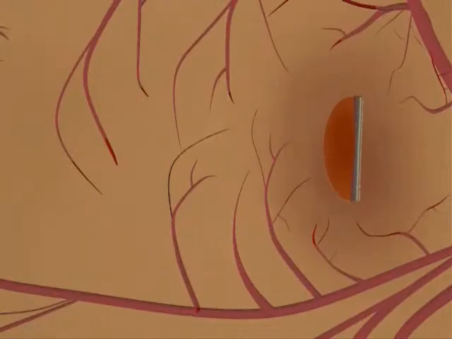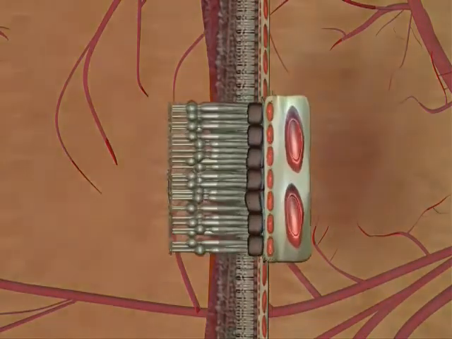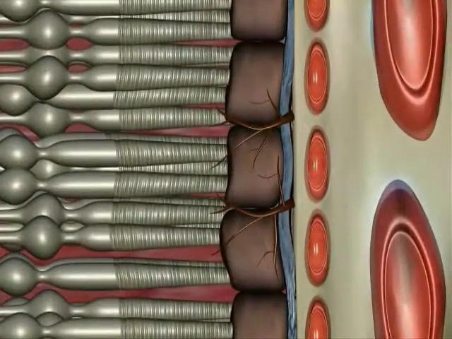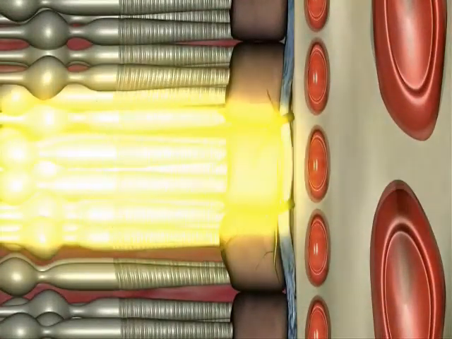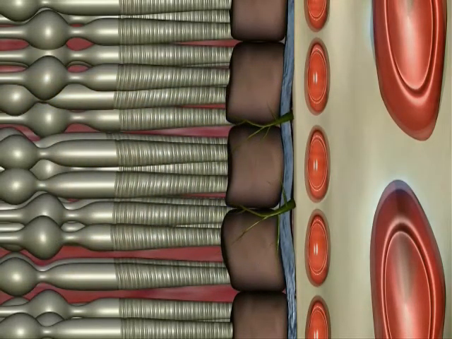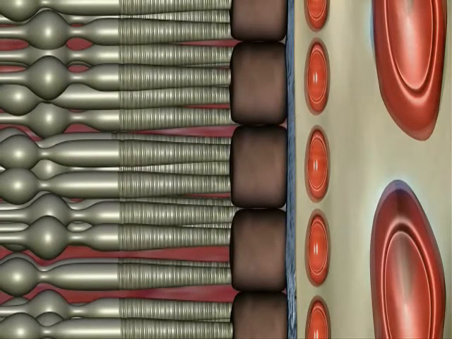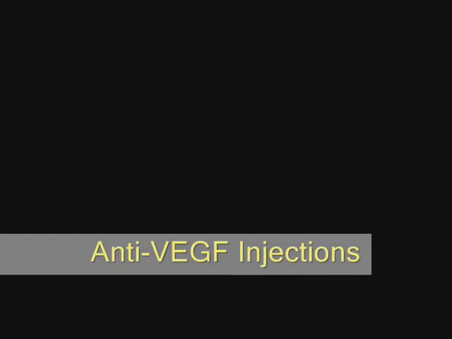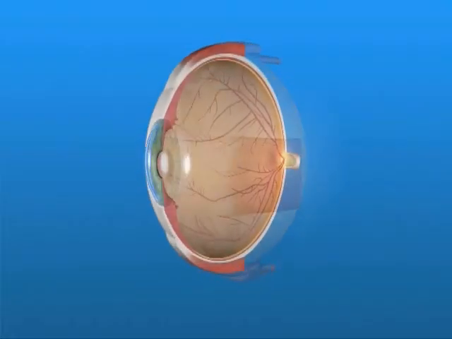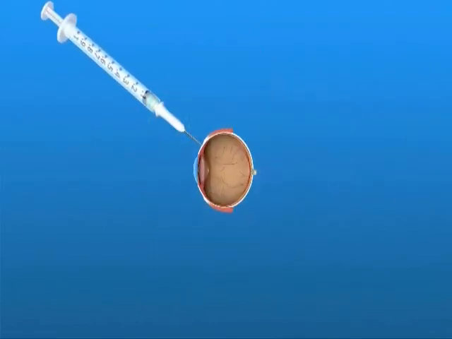The drug attaches to molecules that are commonly found in rapidly growing cells, such as those in wet AMD blood vessels. A low-powered laser light is focused directly on the abnormal vessels, which activates the drug, causing damage specifically to the unwanted blood vessels. Usually multiple treatments are required. The anti-VEGF drug is administered directly into the eye in an outpatient procedure.